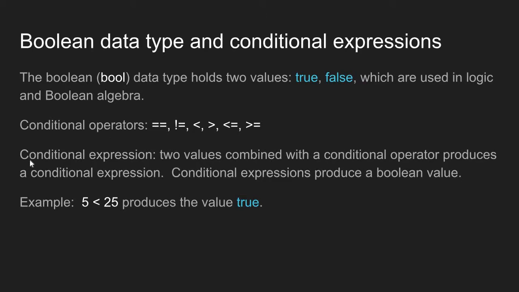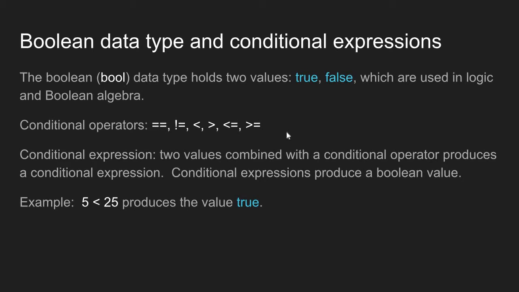Alright, so we're going to learn how to create conditional expressions. We have to be able to create conditional expressions in order to start creating branches in our programs. But first we'll look at conditional operators. We'll look at conditional expressions. A conditional expression is when two values are combined with a conditional operator, like one of these operators listed above.